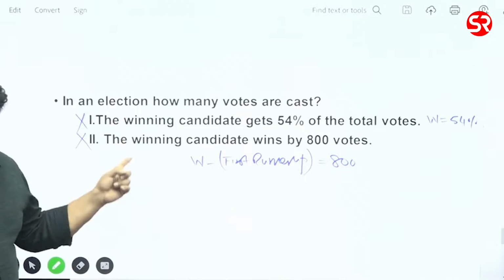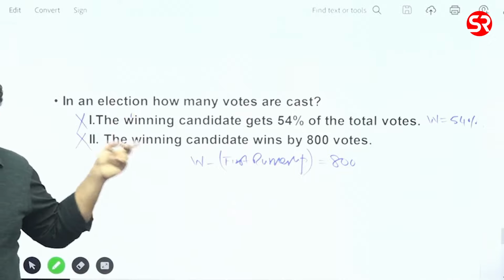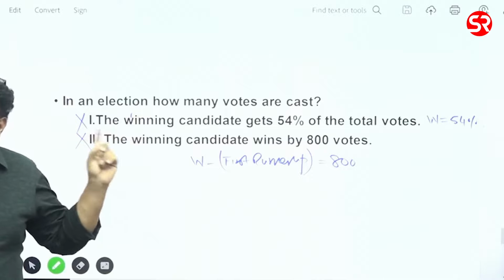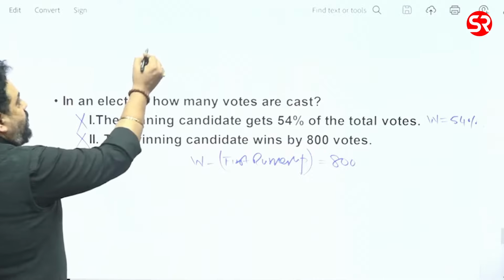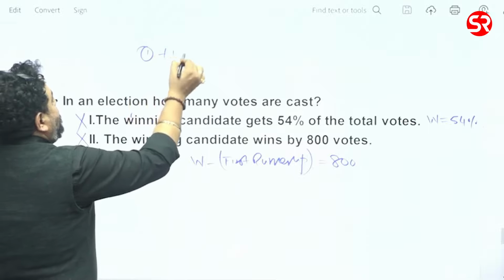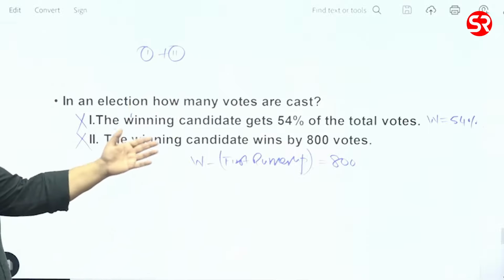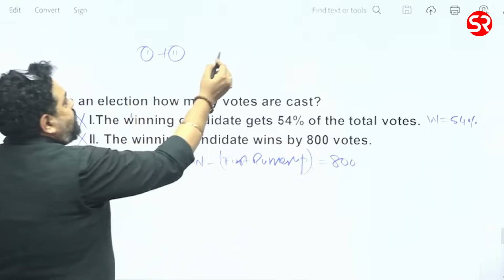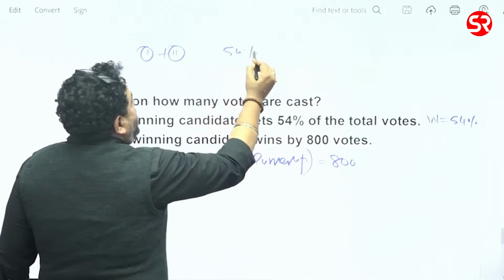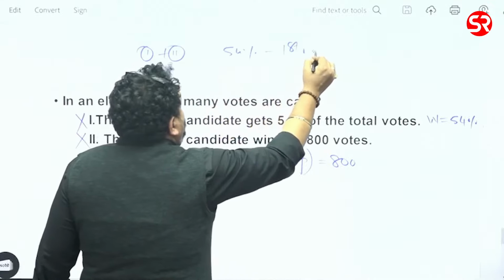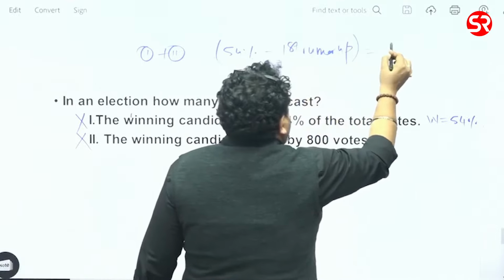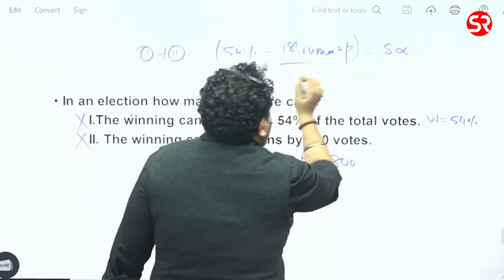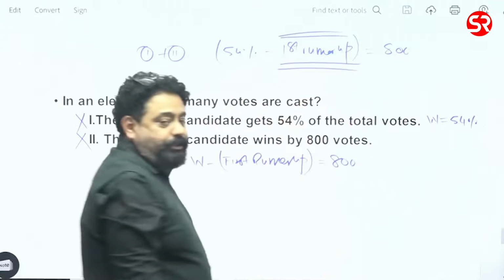You have to do this labor work. I am telling you, you will refine yourself. Right? Then mixing. I say, what is 1 plus 2? So 1 plus 2 says the winning candidate got 54% of the vote. So 54% minus first runner up, again, I don't know how many are there, is equal to 800. Then I don't know first runner up has got how many percentage of votes.